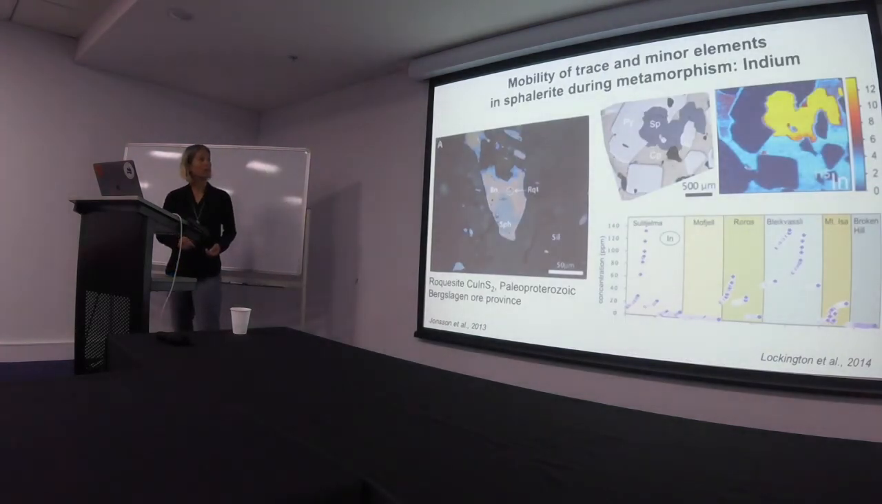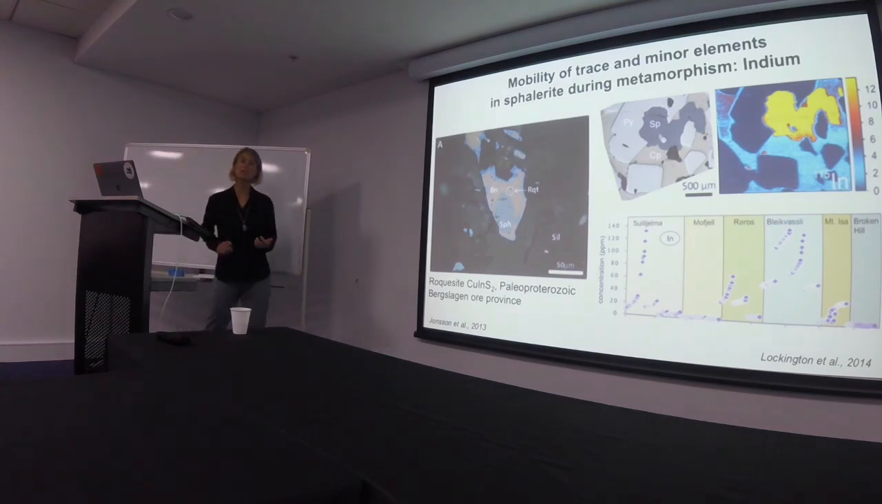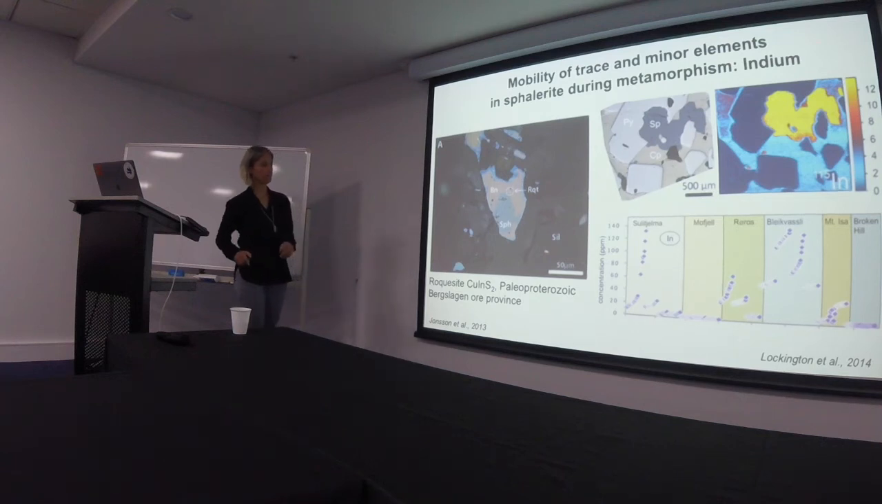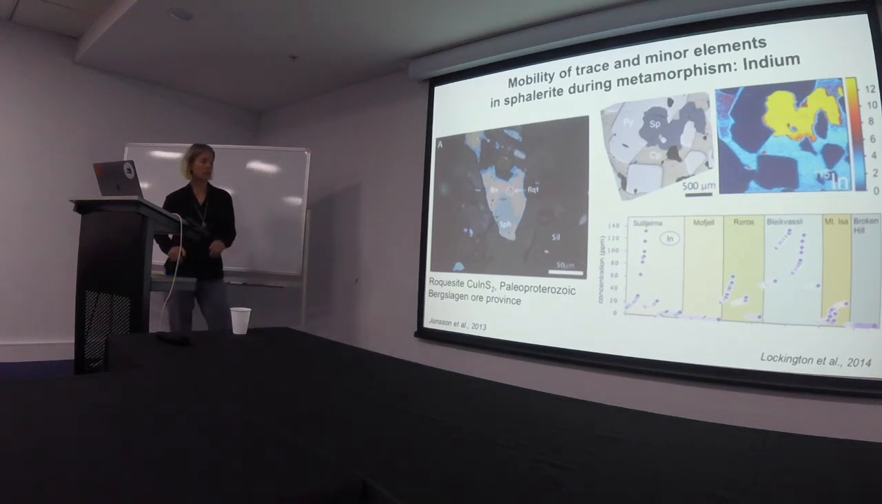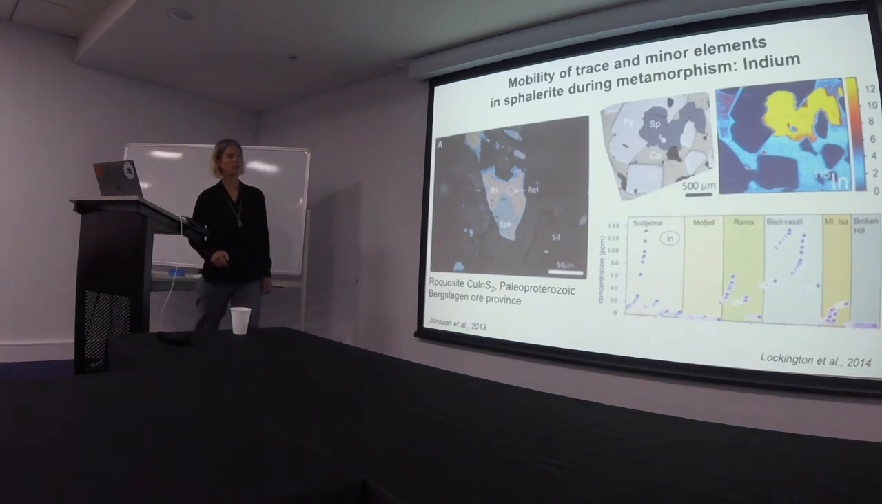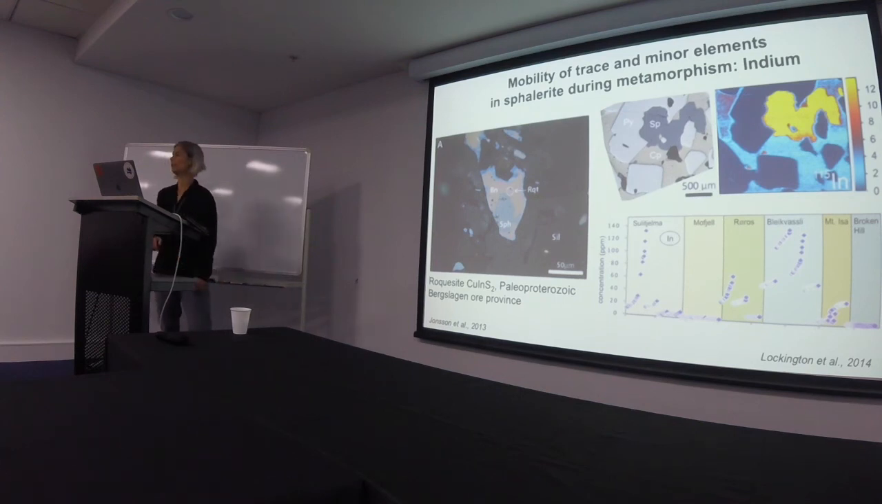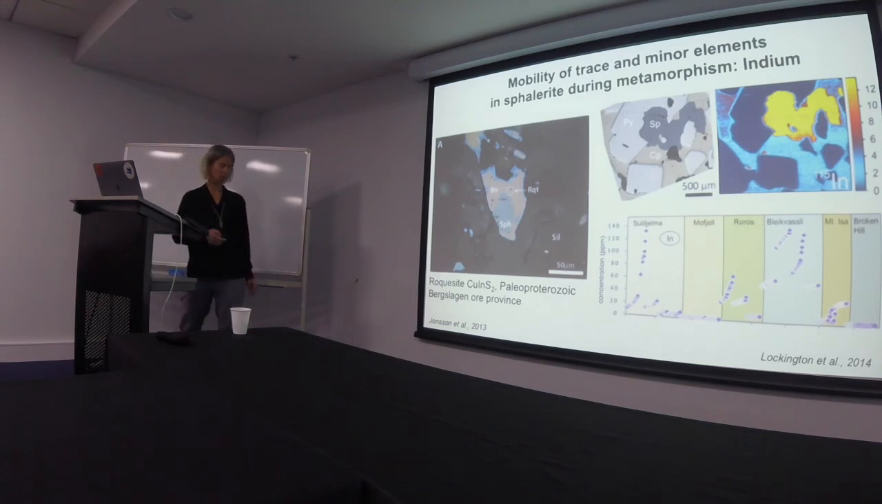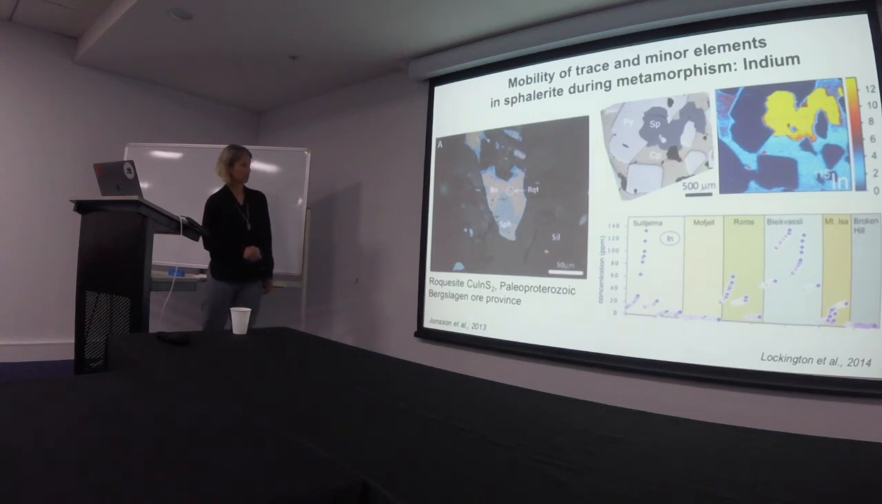Another example, another rare metal which has an affinity for this system, is indium. Lockington et al. made a study in different metamorphosed or orogenic lead-zinc deposits, in Norway and in Australia, and they have shown a large variability in indium from 0 to 140 ppm in these different deposits. The authors also explain this depletion in indium in some very specific localities by the formation of a specific mineral, which is here, for example, roquesite, which is a copper indium sulfide.